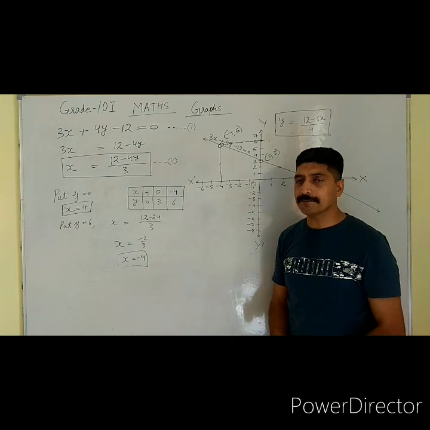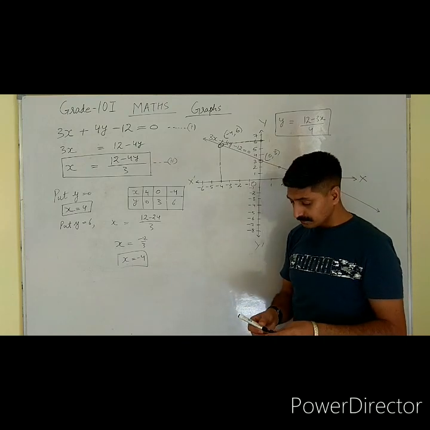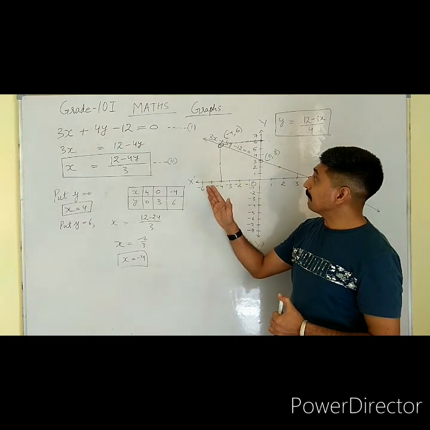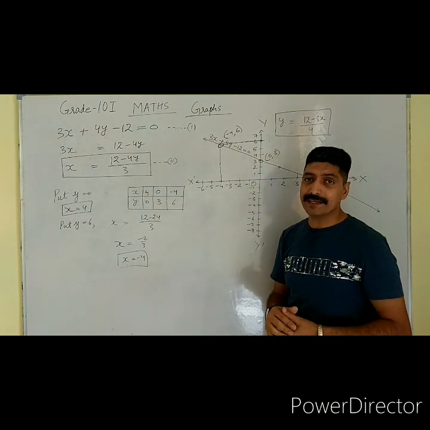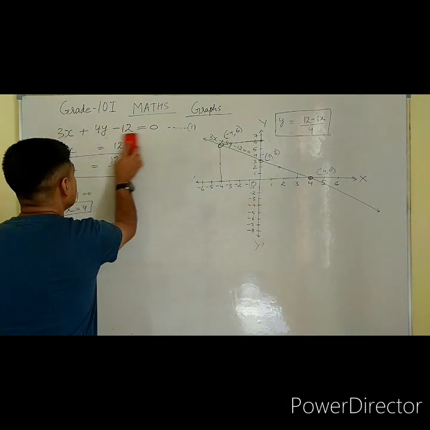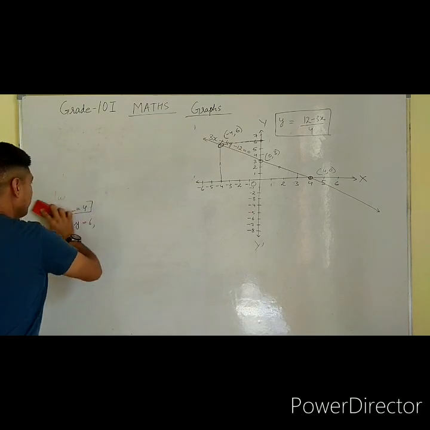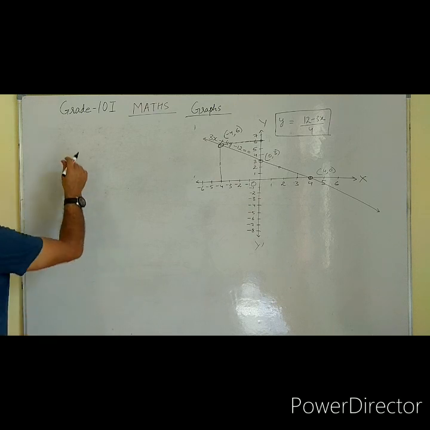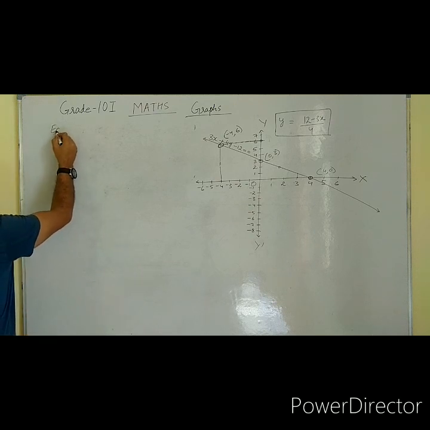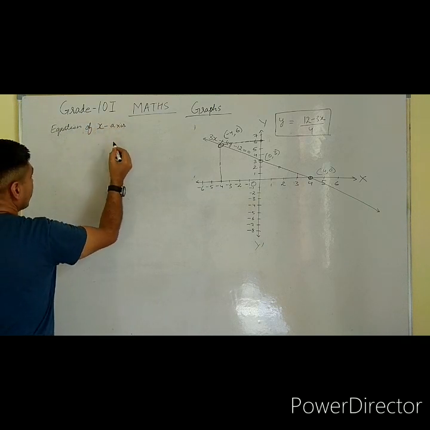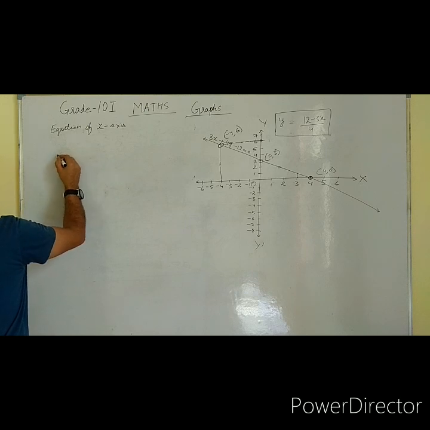these points on the graph. Now the next topic: what is the equation of a line parallel to x axis and y axis? So just remember the formula. One more thing, what is the equation of x axis and the equation of y axis?